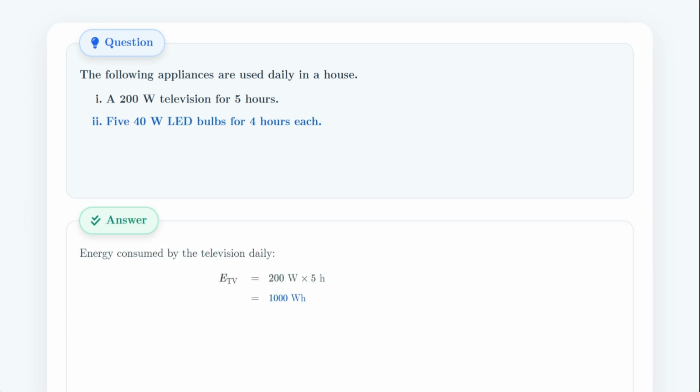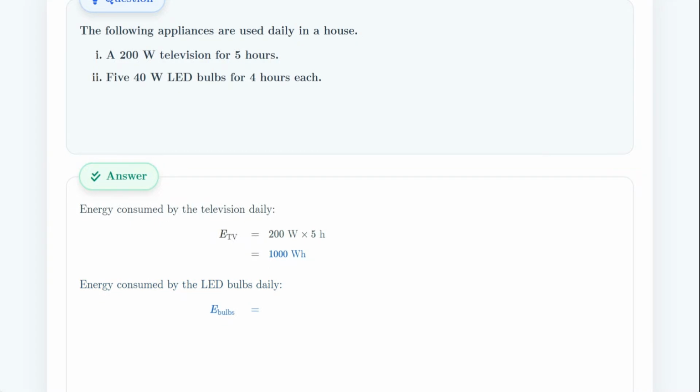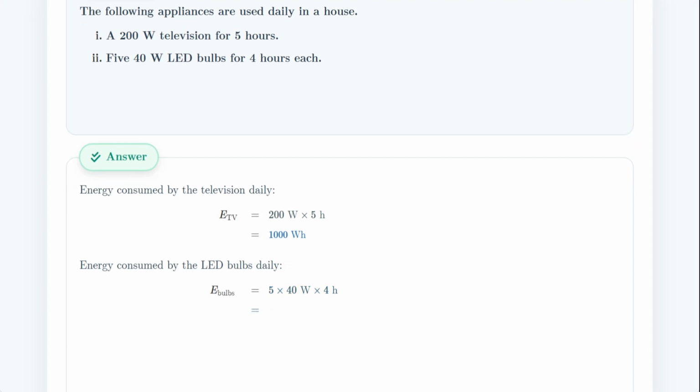Now, look at the second appliance. They have 5 40-watt LED bulbs, and each one is turned on for 4 hours daily. Let's calculate the energy consumed by all these LED bulbs. Energy of the bulbs equals: we must multiply 5 bulbs by 40 watts each by 4 hours of usage. Don't forget to include the number of bulbs. Multiplying these together gives us 800 watt-hours per day for the lighting.